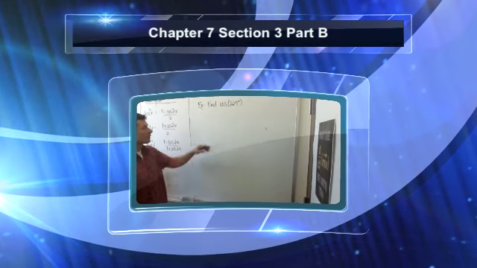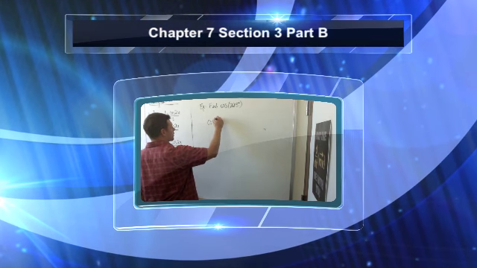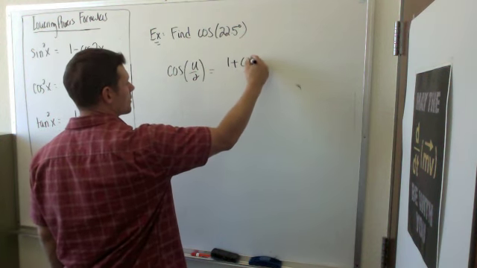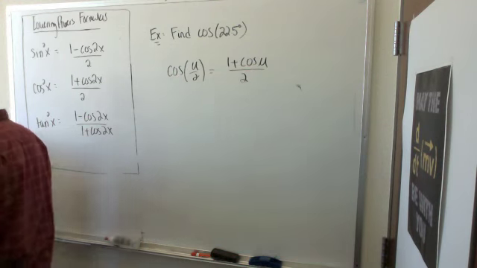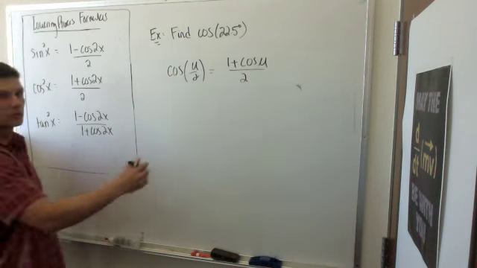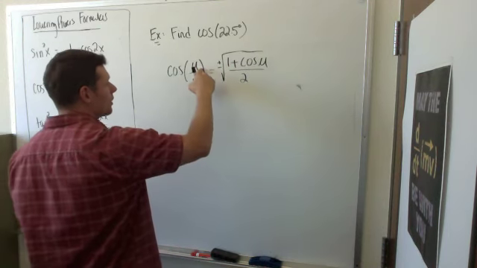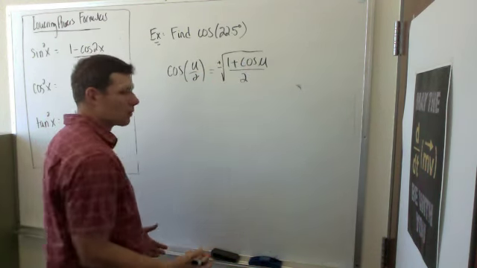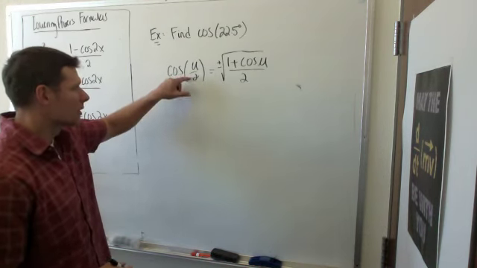Okay, so we're going to look at finding cosine of 22.5. Note again, cosine of u over 2 equals the square root of (1 plus cosine of u) divided by 2. So in this case, we have square root, plus or minus. In this case, we have u divided by 2 equals 22.5. Well, what number do we know the cosine of very easily that has u divided by 2 equals 22.5?